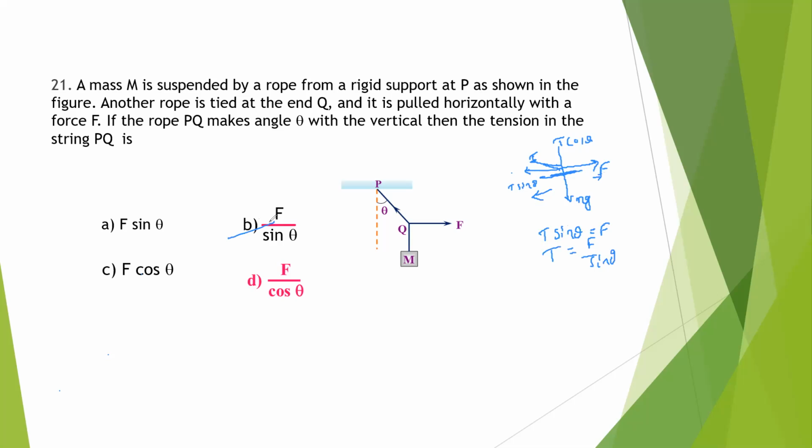So how did we do it? We need to take whatever the question has given. A mass M is suspended with the rope, as shown in the figure. Another rope is tied at the point Q in the horizontal direction. If the rope PQ makes angle theta, you can see in the figure that it is making an angle theta. So I have just taken the figure. This is your F force and this is the tension T. We can resolve it into two components. So the horizontal equilibrium is given by T sine theta is equal to F. Therefore, T is equal to F divided by sine theta. That is option B, the correct option.